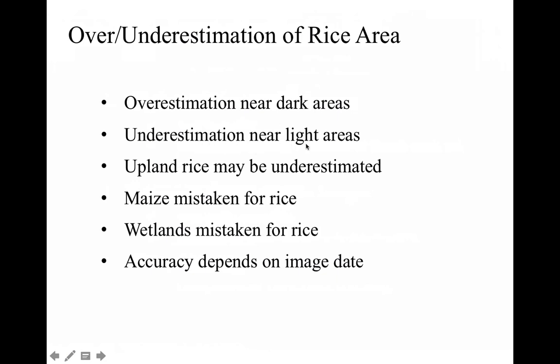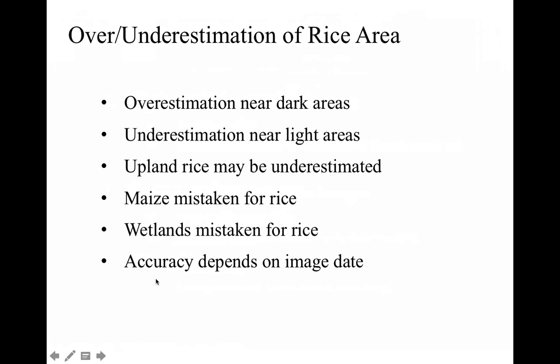There's underestimation in light areas. We'll take a look at this next, where near urban areas there might be farms, but for various reasons of the backscatter from buildings, you might have underestimation. Upland rice might be underestimated. Sometimes maize is mistaken for rice, or perhaps more understandably, wetlands may be mistaken for rice, in the sense that you've got maybe a flooded area where vegetation is not very clear. The flood goes down. You've got then a lot of vegetation coming through the wetland. That basically is a rice paddy in a lot of ways, and those will often be mistaken for rice and lead to overestimation of rice area.